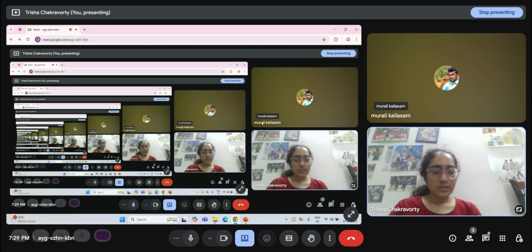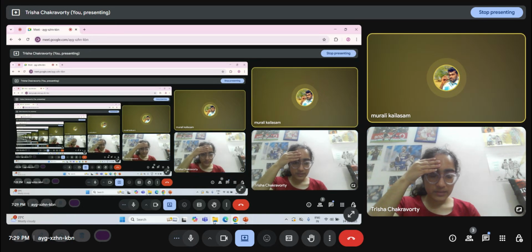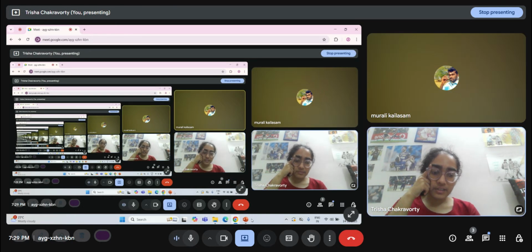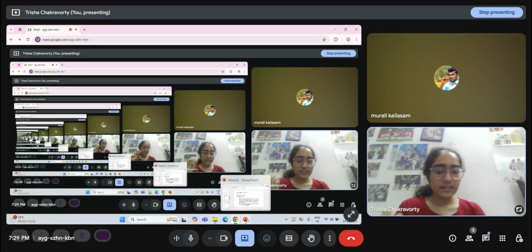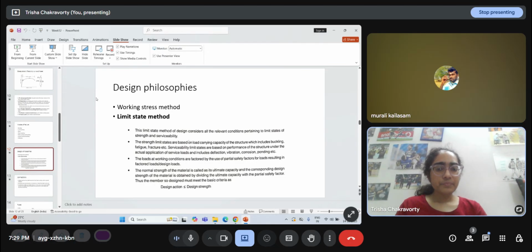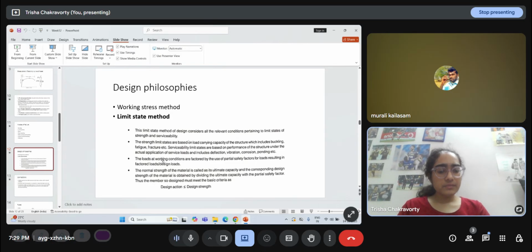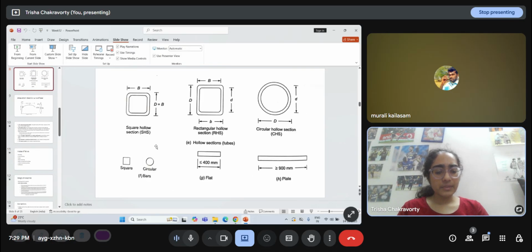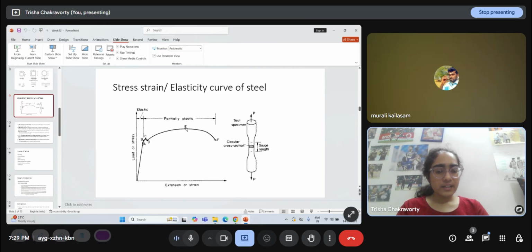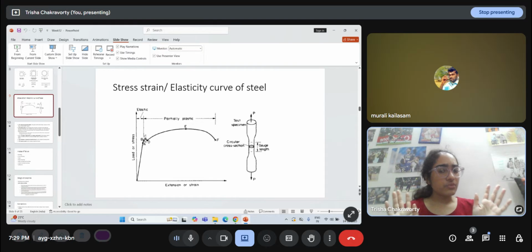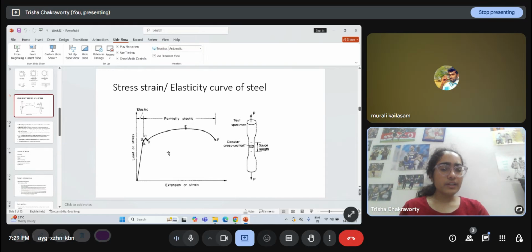Okay, so what is the major difference? The working stress method makes the design a little uneconomical. Conceptually, the basic difference is here: the ultimate strength is here, but the working stress method assumes that once the material yields, the material becomes useless. So in the working stress method the Fy term keeps coming everywhere.